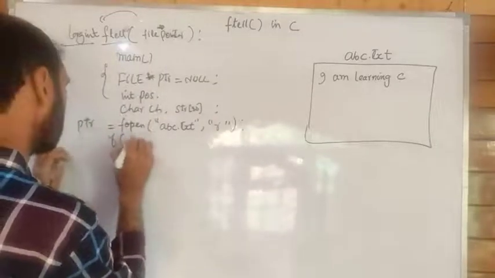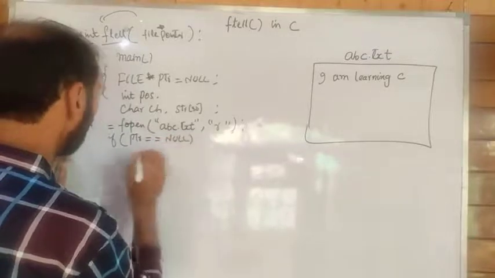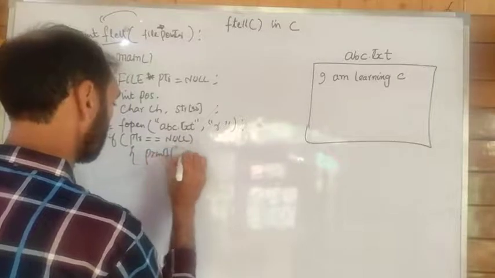If ptr is equal to NULL, then simply printf "file not exist".